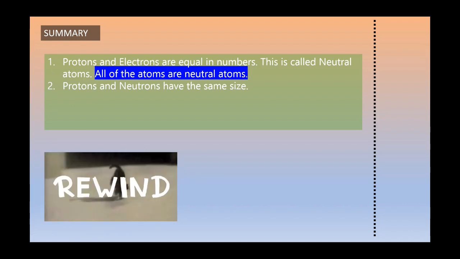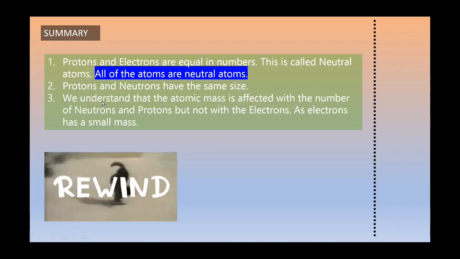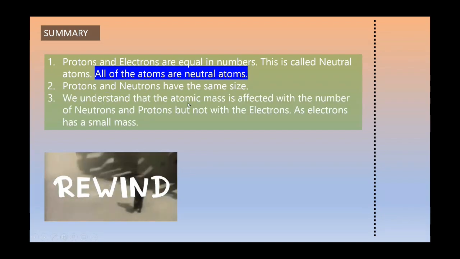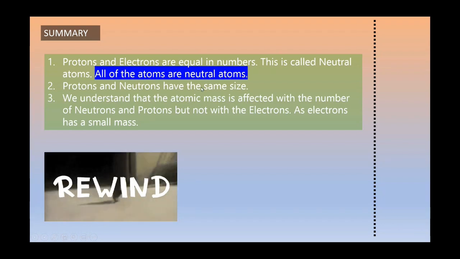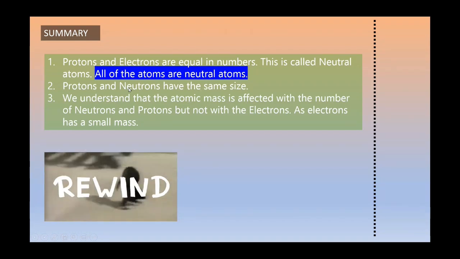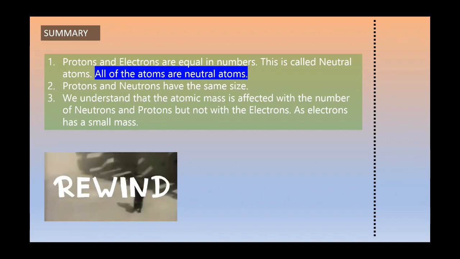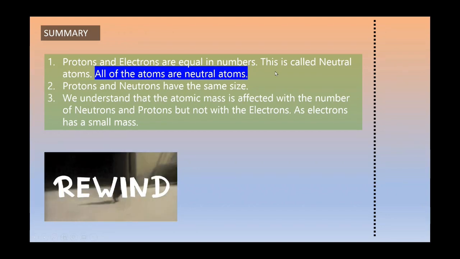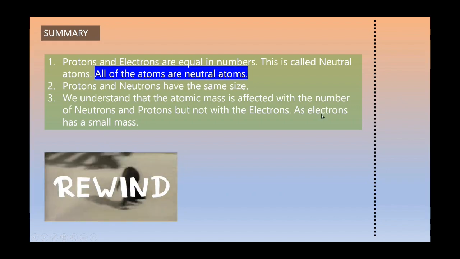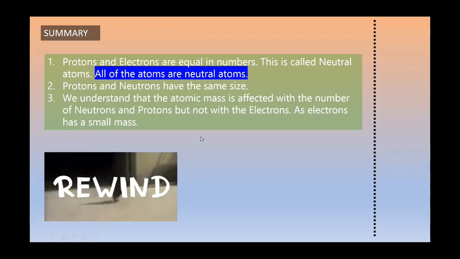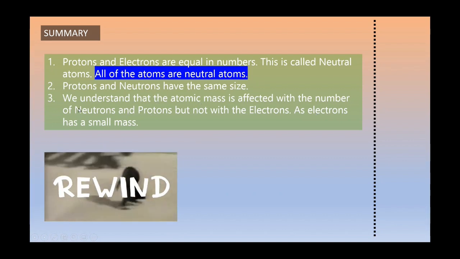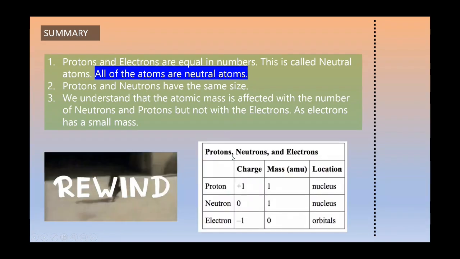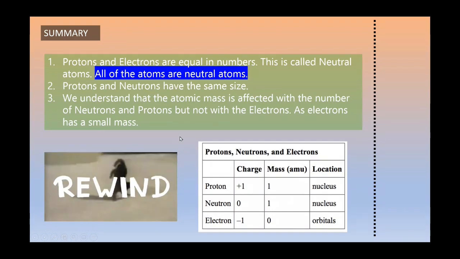protons and neutrons have the same size. And then, we also understand that the atomic mass is affected by the neutron and not by the electron, as in the previous idea. Why? As discovered by J.J. Thomson, electrons have a small mass. Therefore, protons and neutrons make up the atomic mass of an atom. So these are the charges and the location of the three subatomic particles.